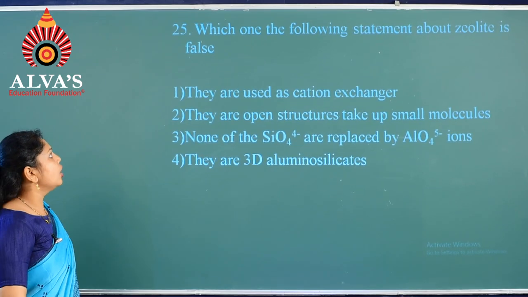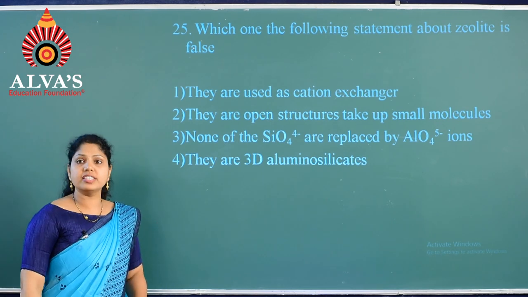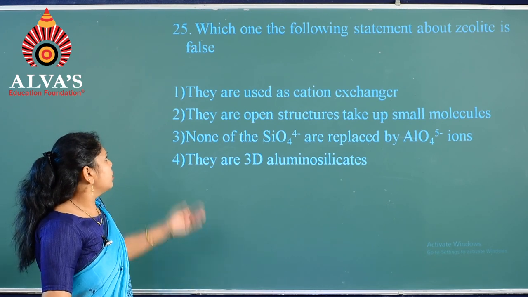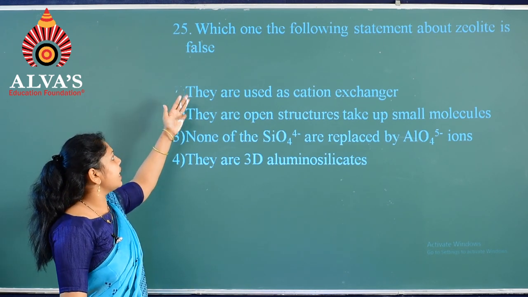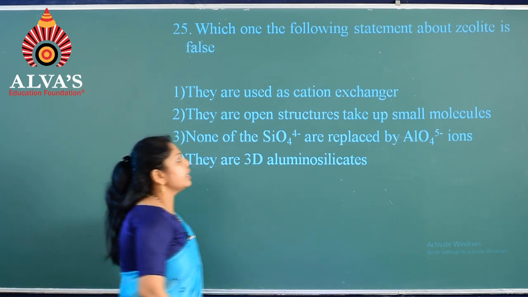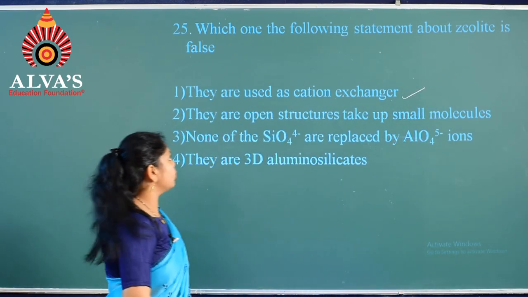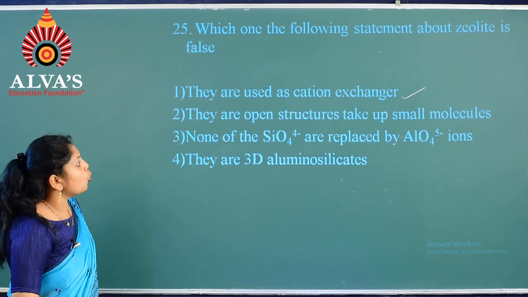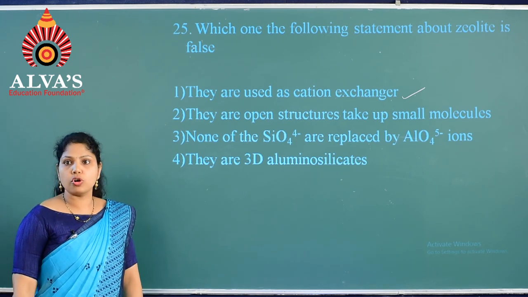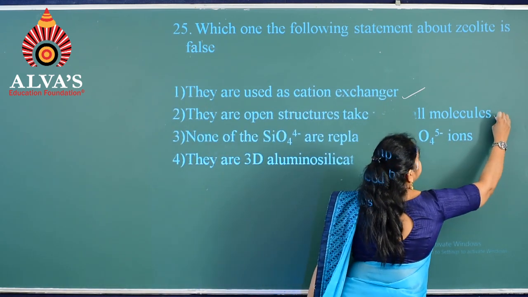Question number 25, which one of the following statements about zeolite is false? So, zeolites are nothing but aluminosilicates. So, we will go for option number 1, they are used as cation exchangers. This is correct. Silica and aluminium are the cations that are present, which can be used as a cation exchanger. They are open structures, taking up very small molecules. These zeolites are also called molecular sieves. Hence, the second option is also correct.